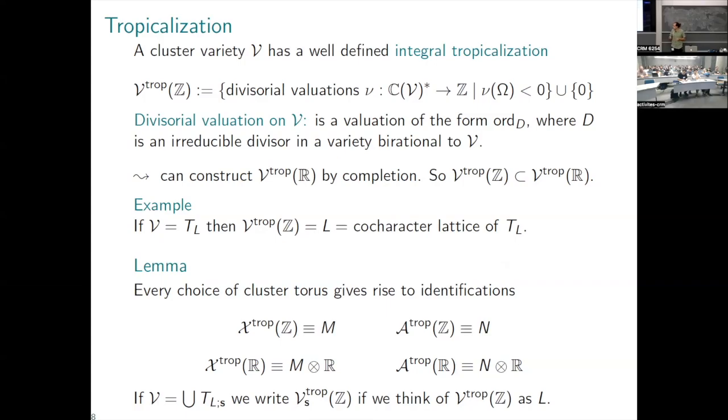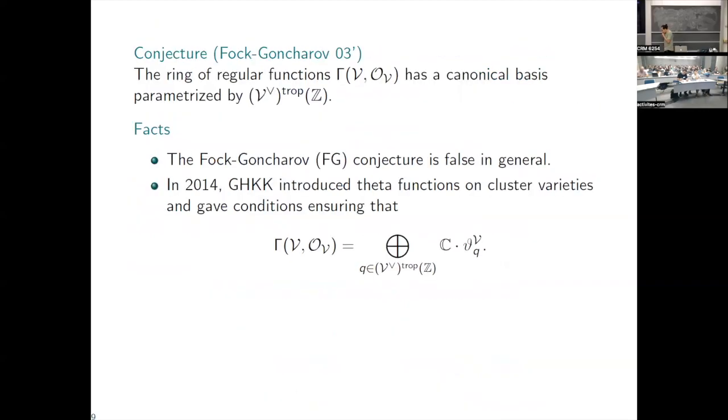Okay. So I will use this notation. I don't know if it's visible. If my cluster variety is a union of tori T_L, then I will write B trop S if I think of this tropical space just as a lattice L. Okay, so I'm just choosing one of my representatives in my tropicalization, and I decide to work with that chart.